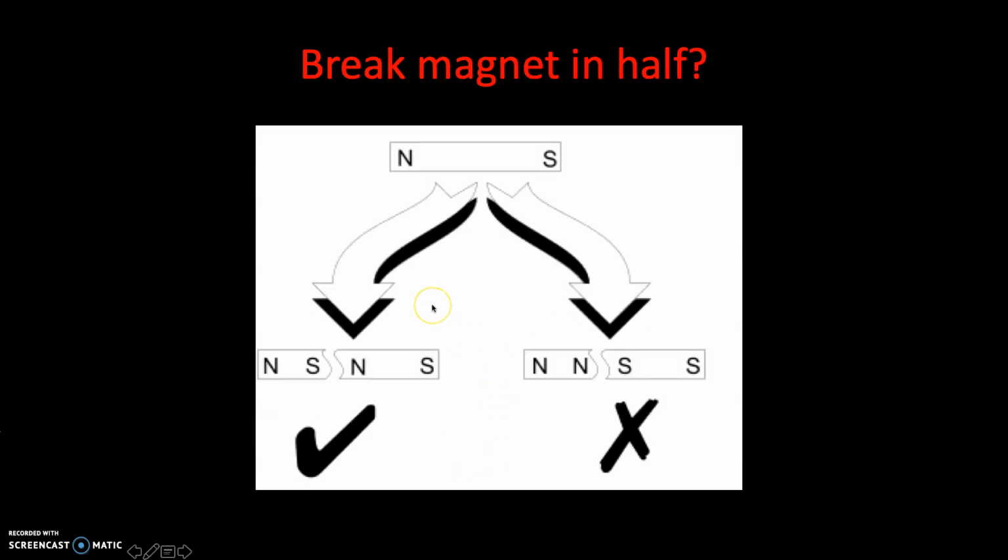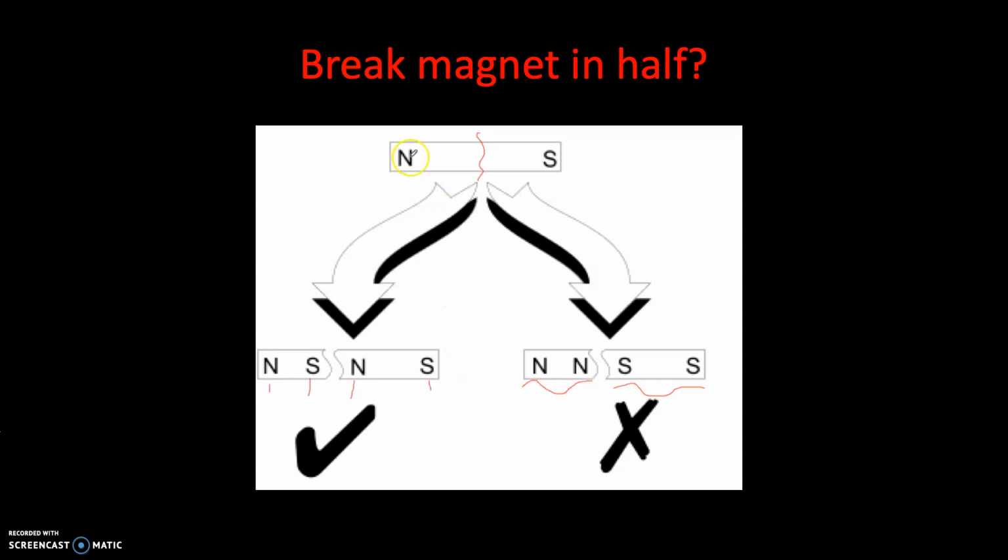Well, a common question I get is, what if you break a magnet in half? If you were to break a magnet in half, you don't end up with a north piece and a south piece. You end up with two new magnets, and each new magnet has its own north and its own south. I can break this one into two again, but I'll just end up with two new magnets, smaller, but they'll each contain their north and south pole.